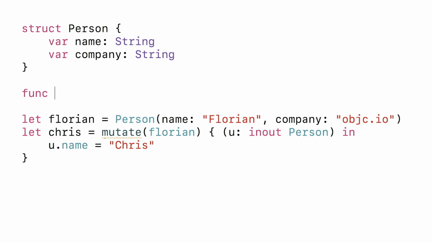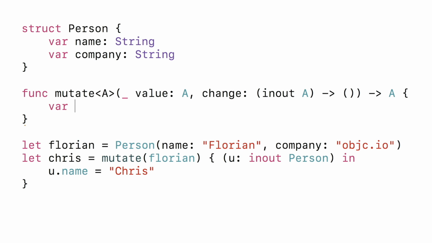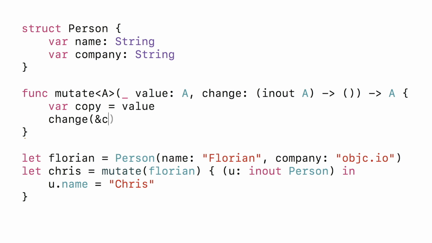And in order to do that, we need a generic parameter and pass in the value. And then we also need to pass in a change block that actually changes the value. And finally, we need to return the A, of course. And to do this, we just make a copy, call change, and then return the value.